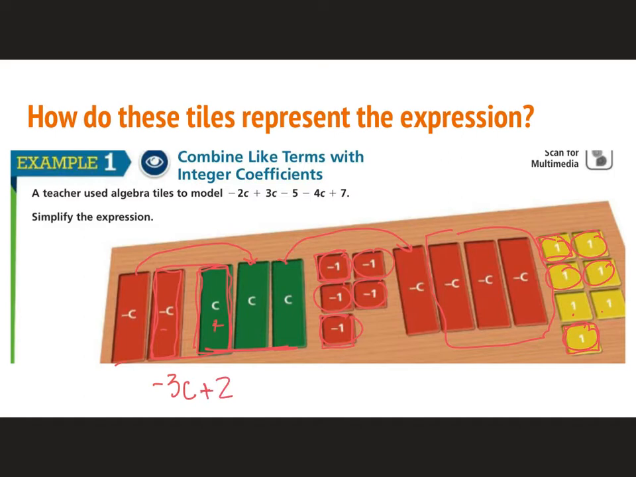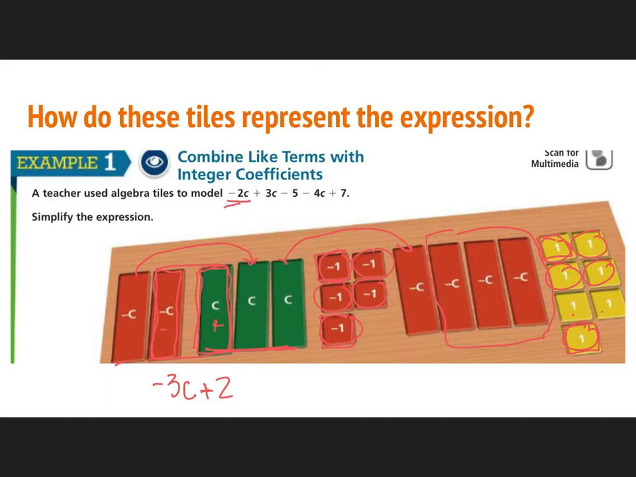So once I take this and I pair them up, positive with a negative, to make a 0 pair, and I see what's left over, I should have 3 negative c's and 2 positive 1's. That's what we mean by combining like terms. Now, that picture is represented by this algebraic model.